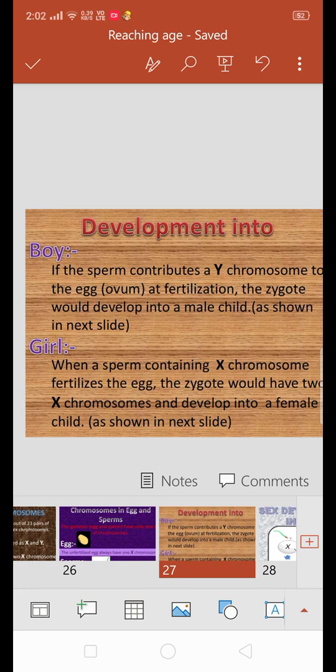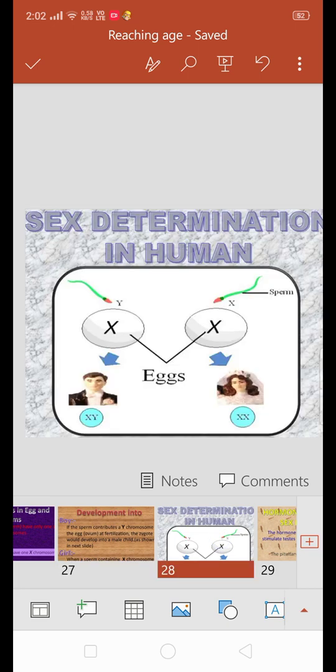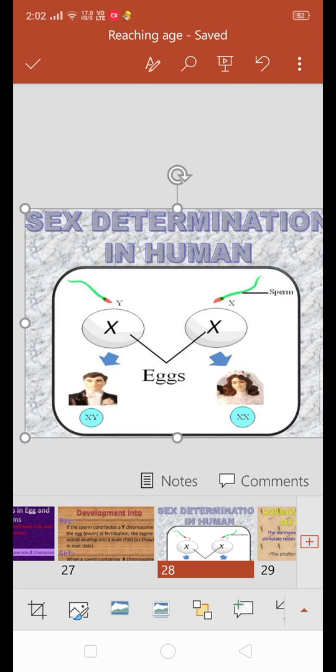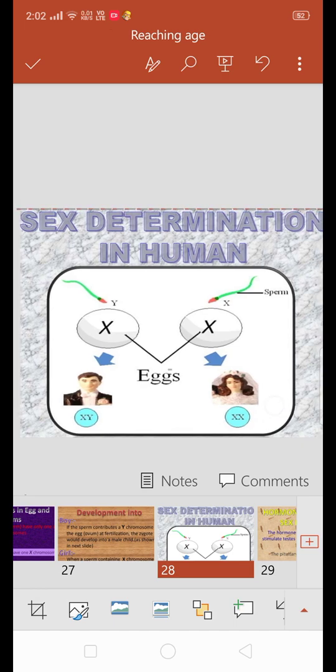If the sperm contributes its Y chromosome to the egg during fertilization, the zygote developed is a male child. As we have discussed in the Zoom class also, if the male contributes its Y chromosome, then the baby is male. When the sperm containing the X chromosome fertilizes the egg, the zygote would have two X chromosomes and develop into a female child. As seen here, if the male gives its Y chromosome, then it is a male child, and if it gives its X chromosome, then a female child.